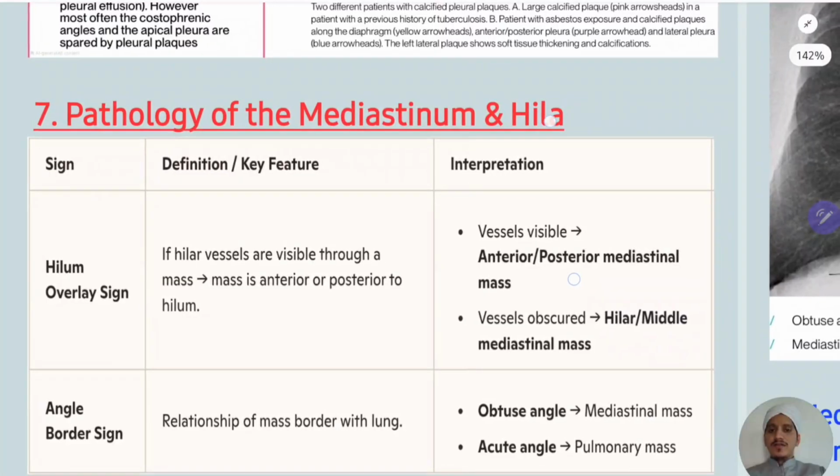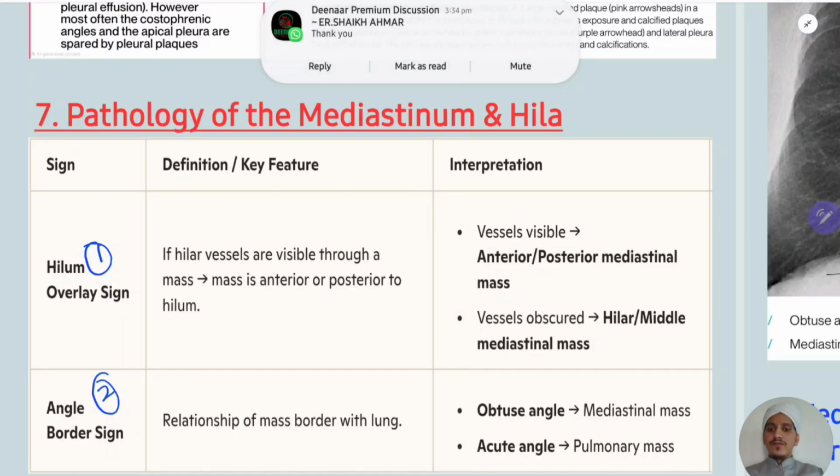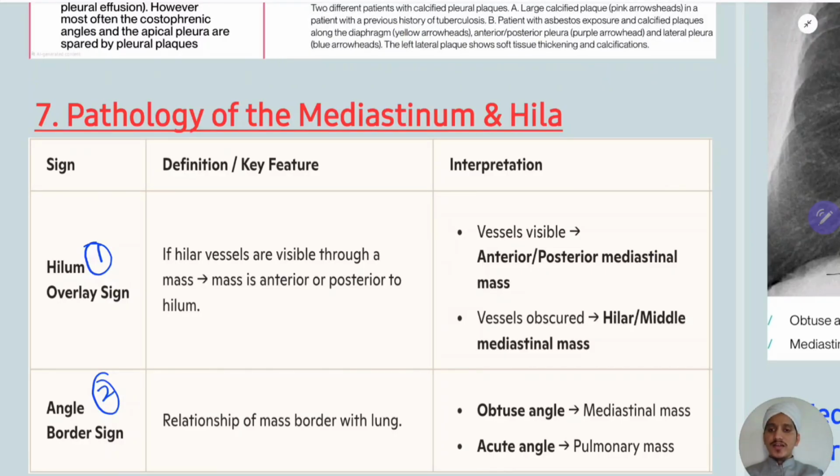So let's see what are the signs which are seen on chest X-ray in the pathology of mediastinum and hila. Number one is the hilum overlay sign, and number two is the angle border sign. What is hilum overlay sign? If hilar vessels which are present in the hila are visible through a mass, the mass is either anterior or posterior to the hilum.